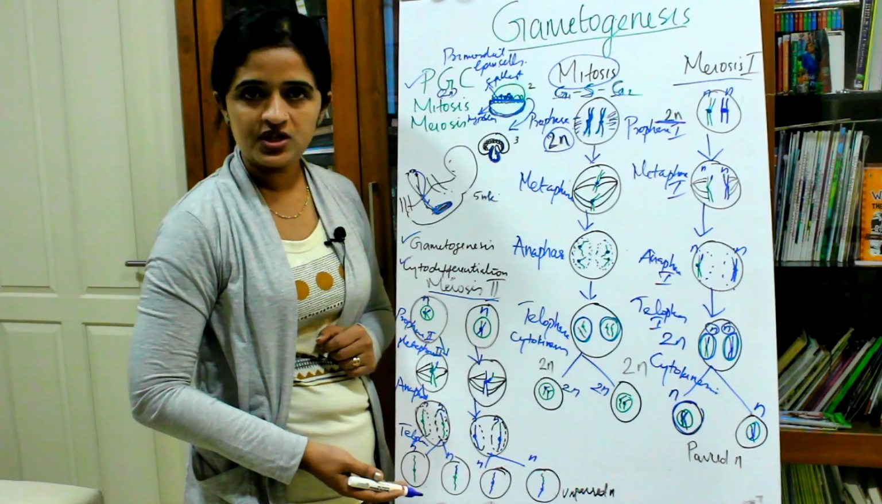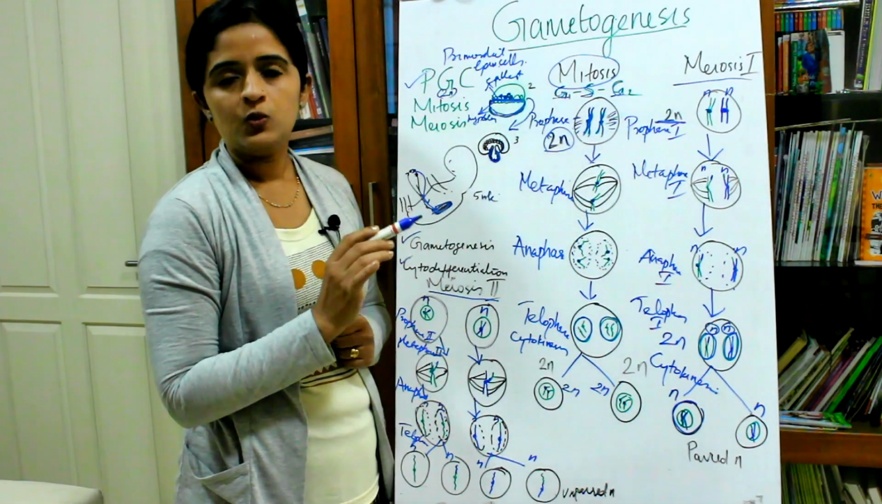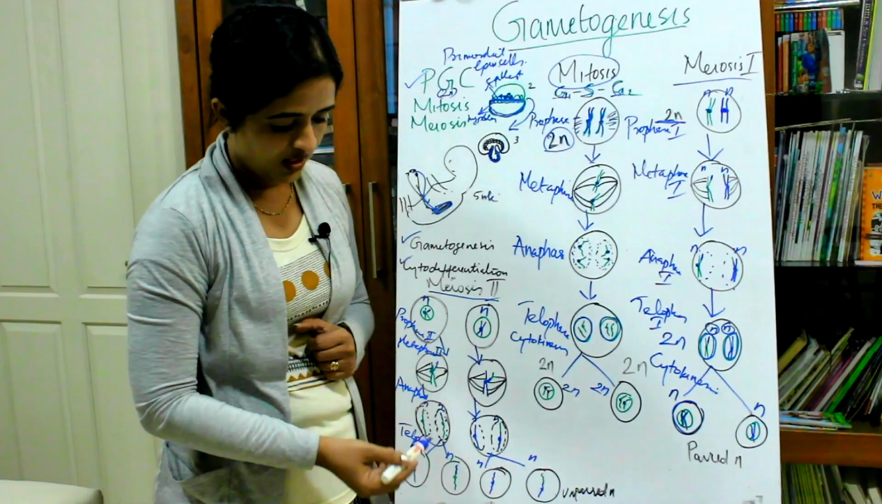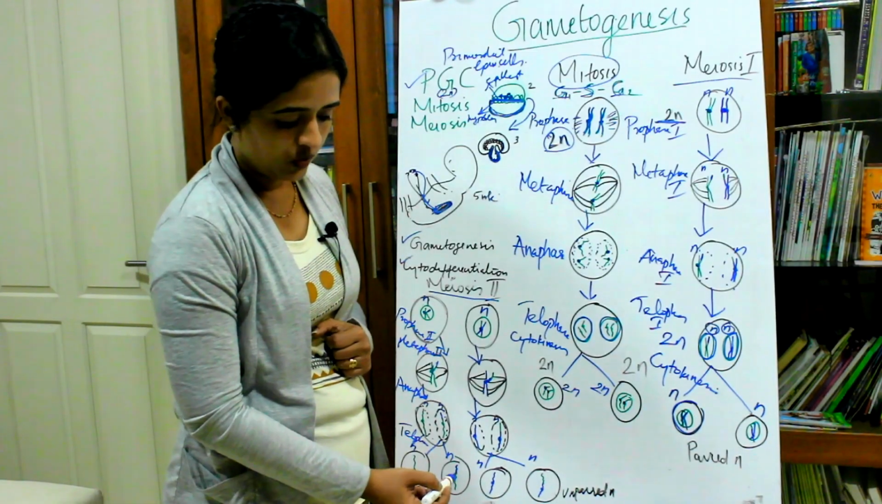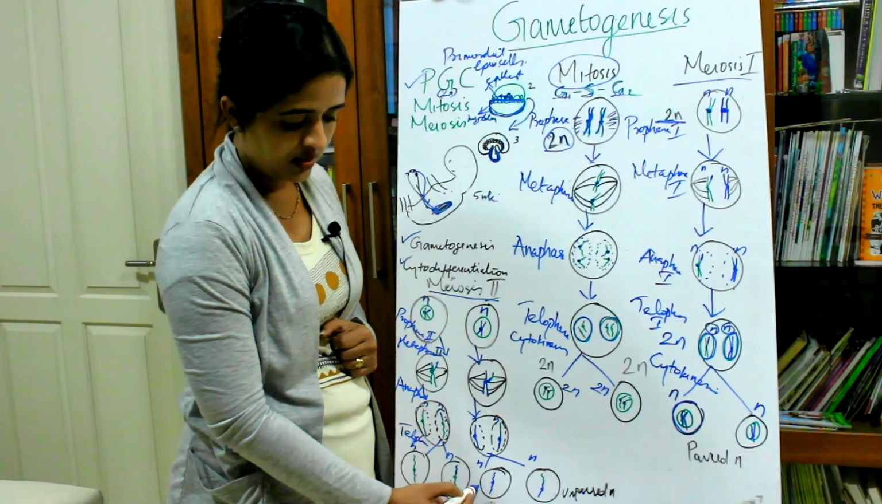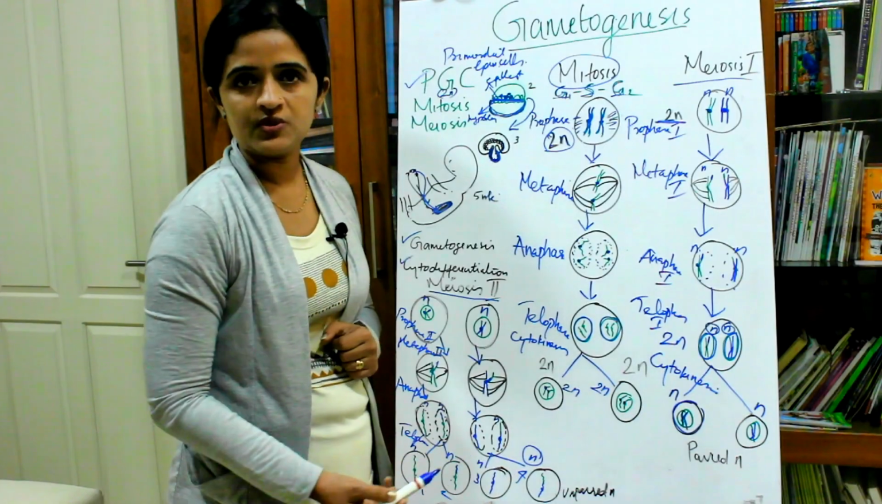So ultimately, you had one single cell with diploid number of chromosomes and towards the end of meiosis 2 you are having 4 cells. This is the first cell, this is the second, this is the third one and this is the fourth one with n number of chromosomes.